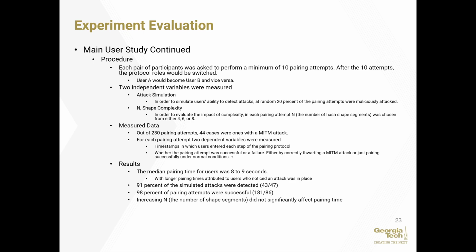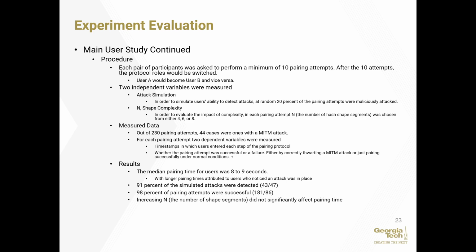The attack simulation was one of them. In order to simulate the user's ability to detect attacks, at random, 20% of the pairing attempts were maliciously attacked. The other independent variable was n, the shape complexity. In order to evaluate the impact of complexity, in each pairing attempt n, the number of hash-shaped segments, was chosen from either 4, 6, or 8. The measured data of the procedure is as follows.